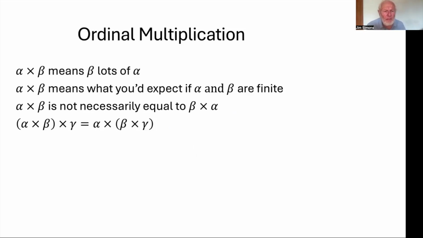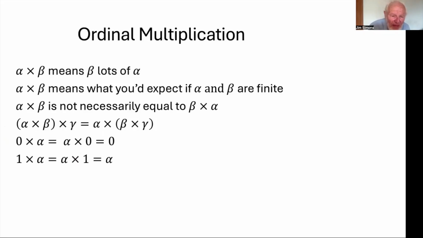So this is gamma lots of beta lots of alpha, and that's gamma lots of beta lots of alpha, and they are the same if you pause and think about it a bit. If you multiply by zero to the left or the right, you get zero. So however many zeros you have, it's still zero. If you only have zero copies of anything, you have zero.